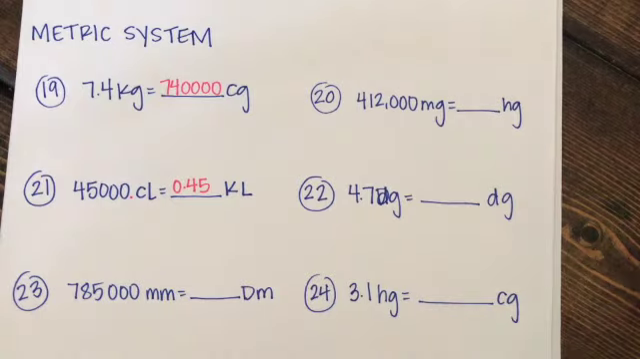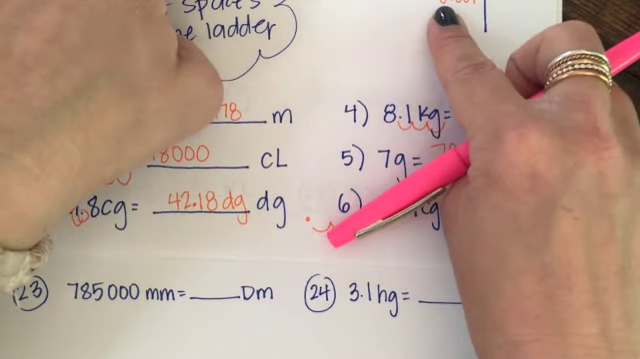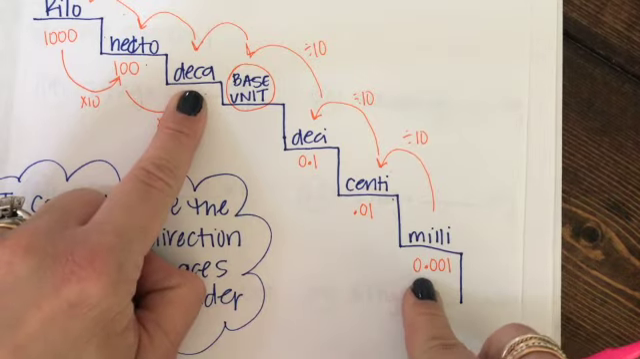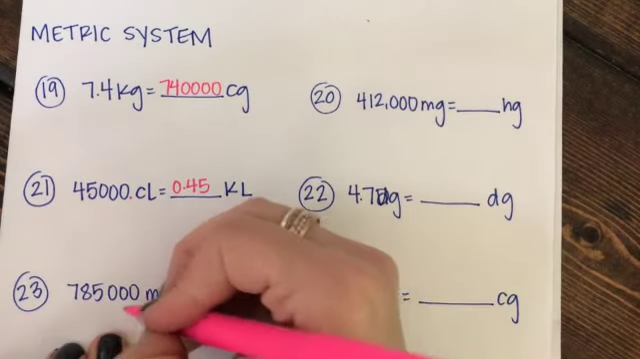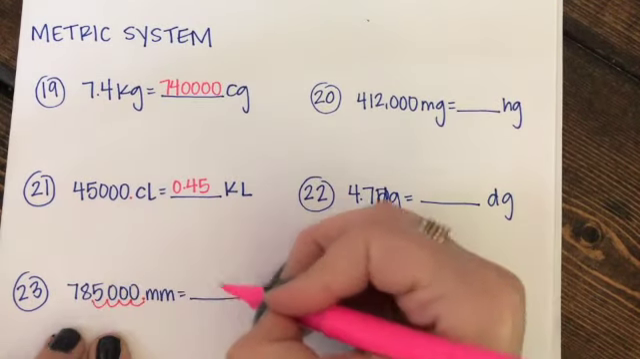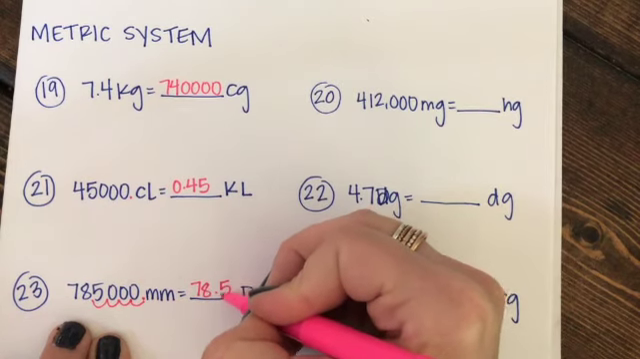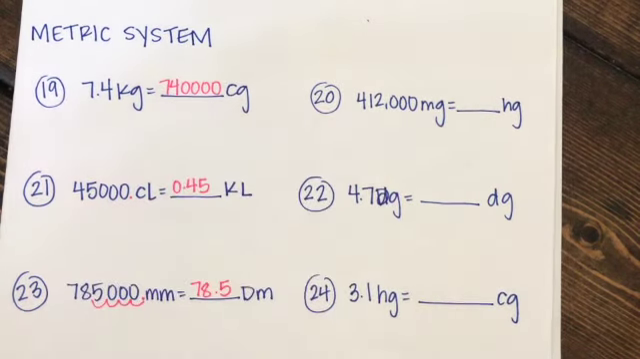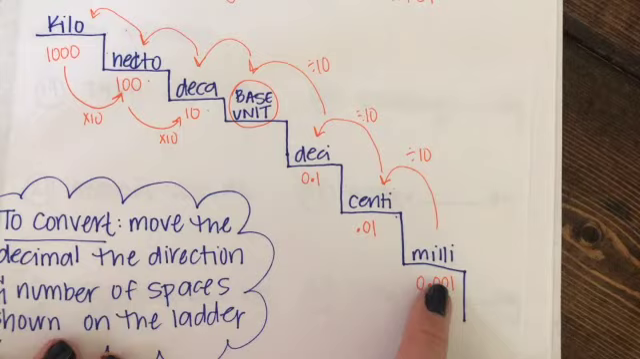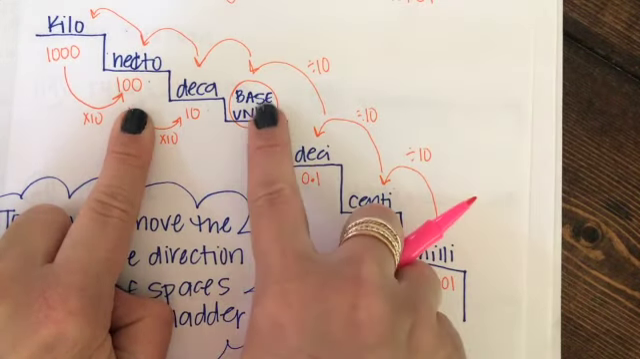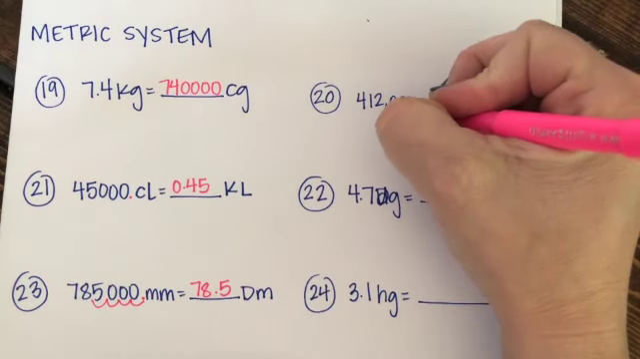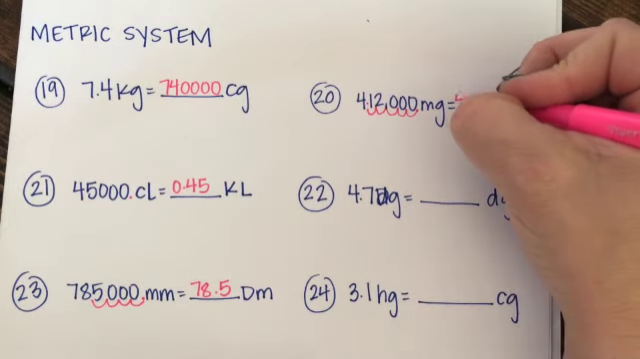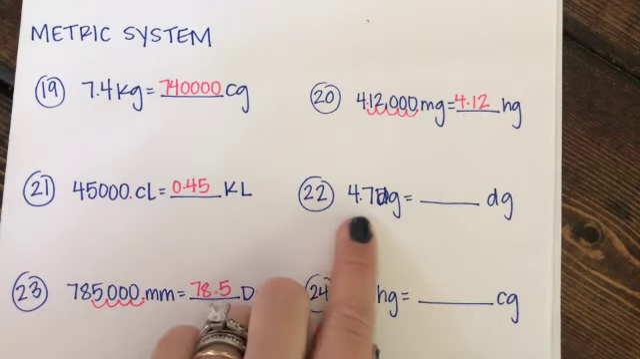I could have if I wanted to, but I don't have to because they're after a decimal point. Okay, 785,000 millimeters is how many decameters? Oops, it would help if you could see that. So I'm going up to the left, 1, 2, 3, 4. So this is my decimal point, 1, 2, 3, 4. So 78.5. Number 20 is 412,000 milligrams is how many hectograms? So I'm going up 1, 2, 3, 4, 5 to the left. So this is where my decimal is now. 1, 2, 3, 4, 5. 4.12.